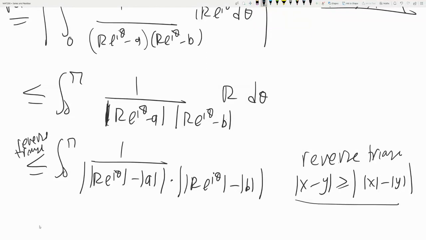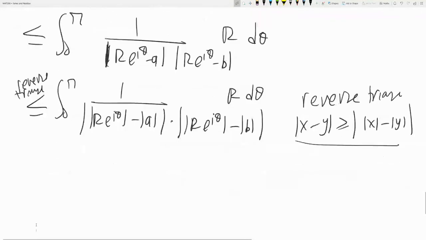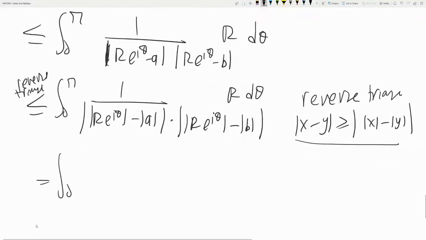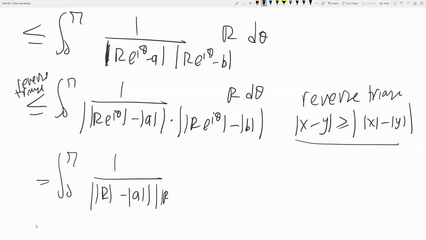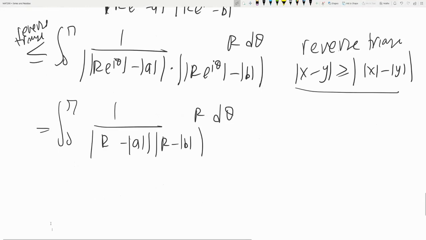Now you might ask, why do this? I want to do it because I want to get rid of this e^{iθ}. So what happens here is this guy becomes 1. So you have R minus a, and well, R is positive, so that's fine, and minus b. You see there is no e^{iθ}. Theta is gone. So this is constant in theta.